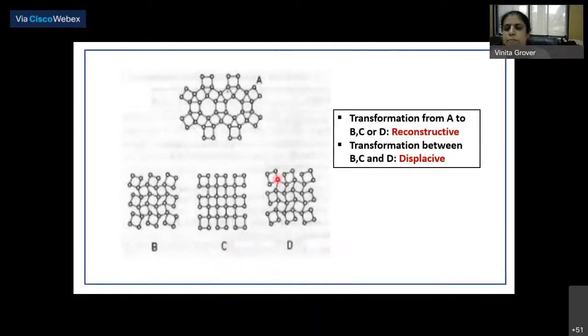Okay, just showing you pictorially a very simple thing. Suppose you have this kind of linkages. Just imagine some arbitrary linkage. If you want to convert from this to this, or this to this, you need to break some bonds and form some bonds. So if you go from this to any of these, that would be the reconstructive phase transition. However, if you want to convert this to this or vice versa, or any of these three, that would be displacive phase transition. So I hope that is very clear to you now.